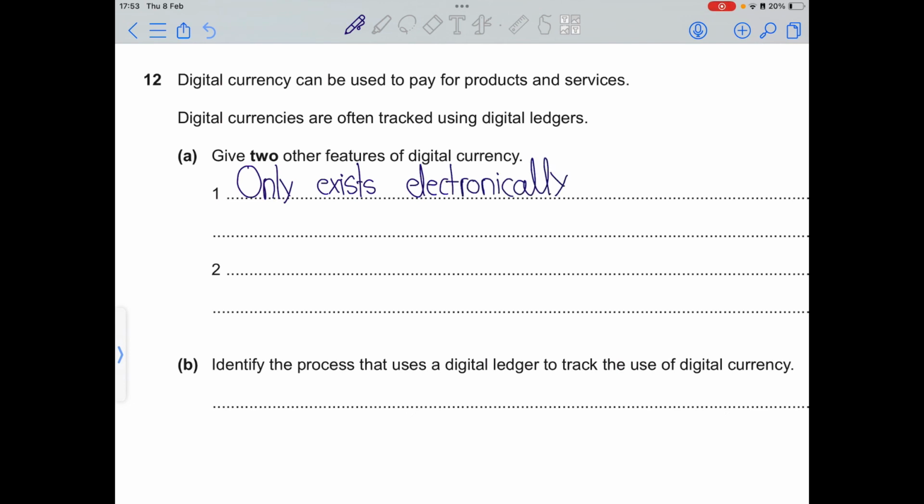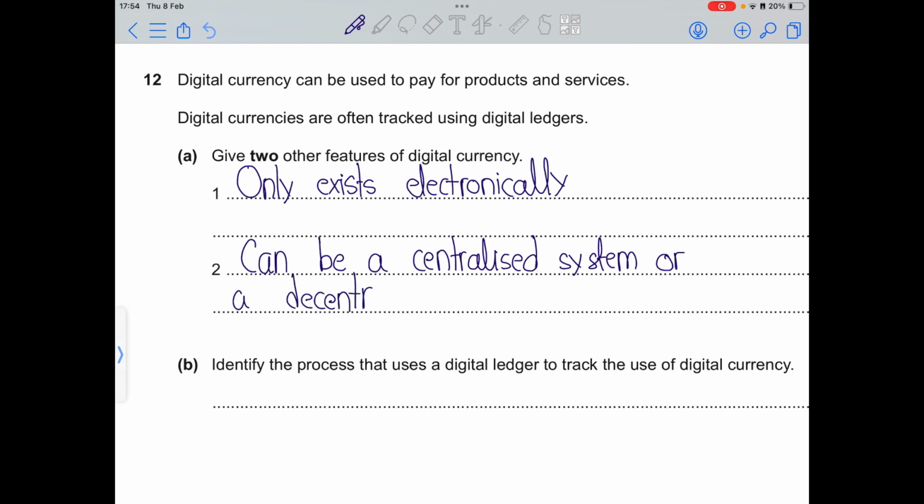And we can also say that it can be a centralized system or a decentralized system. Now, what this basically means is that a centralized system would mean that all transactions go to the central bank, so basically if you send the money to the person, your bank would transfer to the central bank and the central bank would transfer to the person. However, in a decentralized system, there would be no central bank involved.